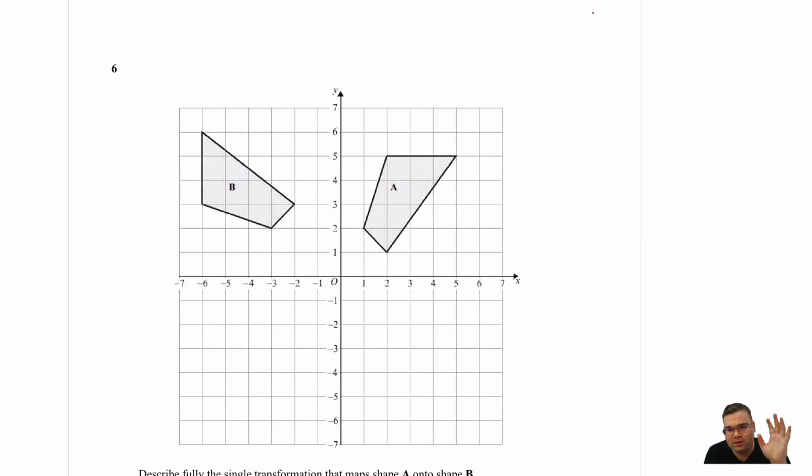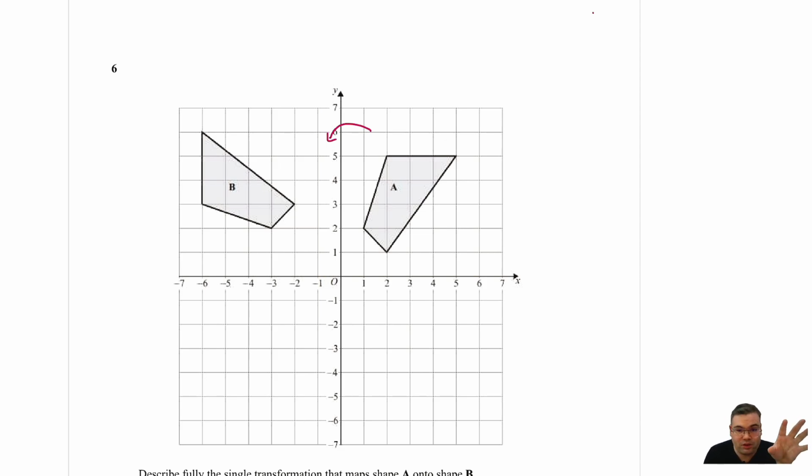So first of all, let's see. We can see the size is same, so it's not an enlargement case, right? Now let's just see. It doesn't seem to be a reflection as well, right? So it's not reflection, but we can see that it is rotated in the anti-clockwise direction, right? This figure is rotated anti-clockwise, so this is a case of rotation.